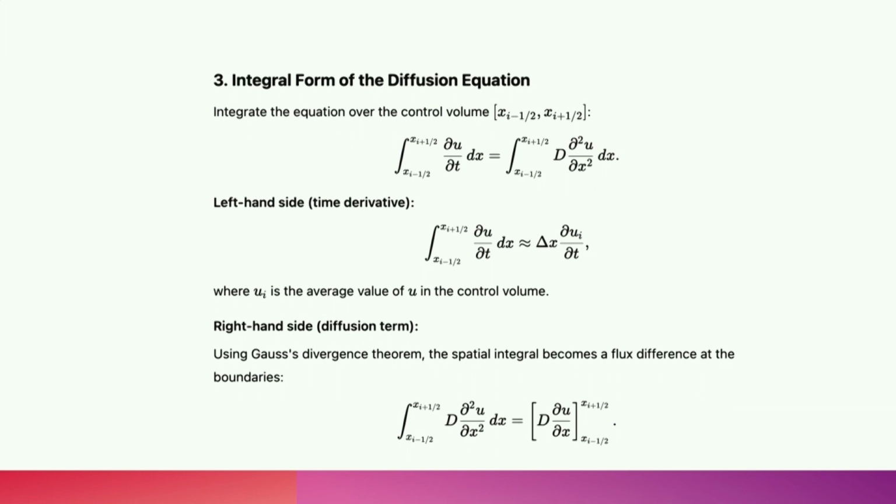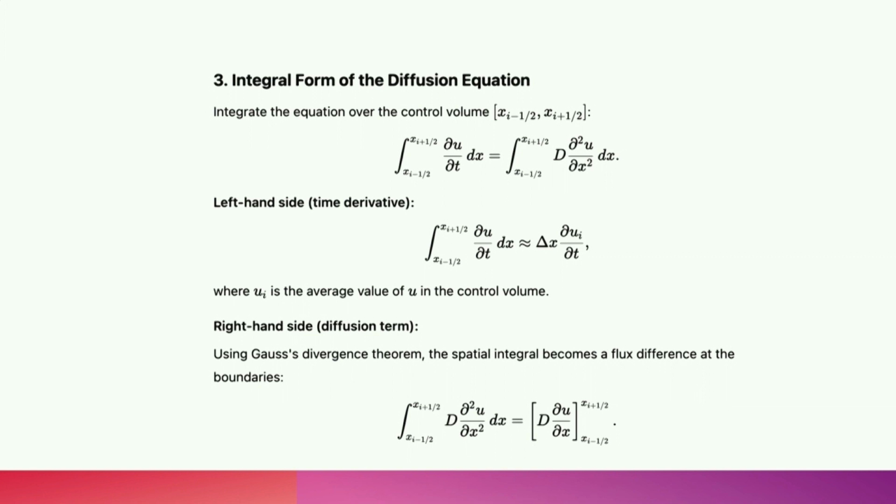Now, the time derivative on the left side, how do you want to do it? Professor Chakraborty already explained to you that ∂u/∂t. If we integrate dx from one face to the other face, it becomes the capital Δx, and the variable u becomes the average. So u_i is the average value of u over the control volume.